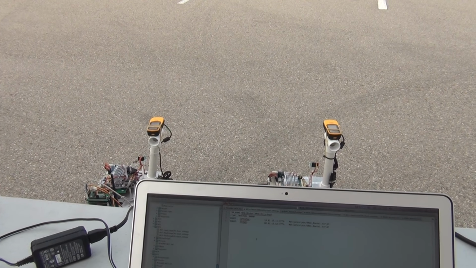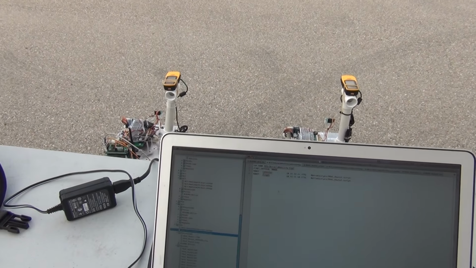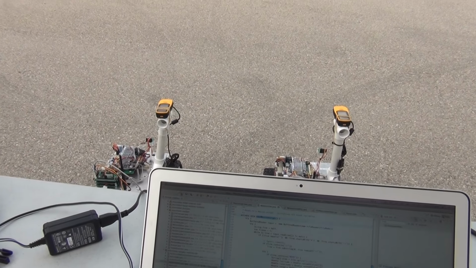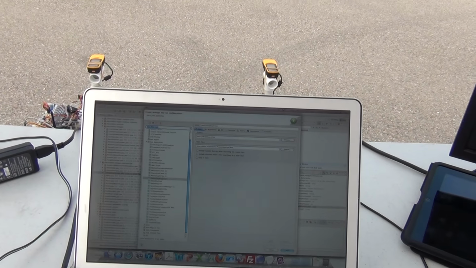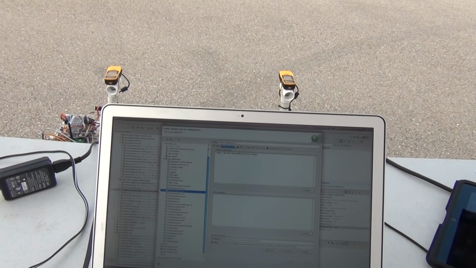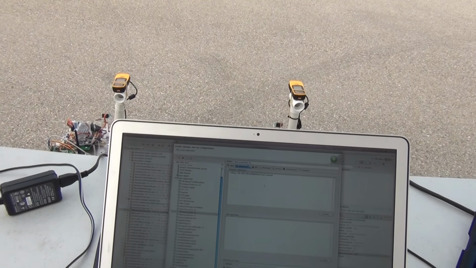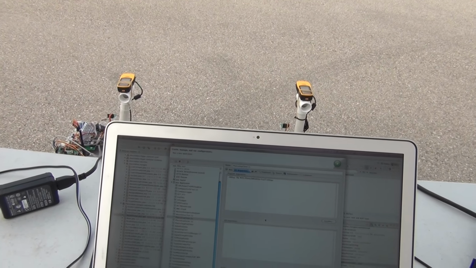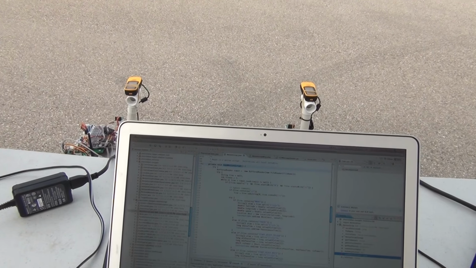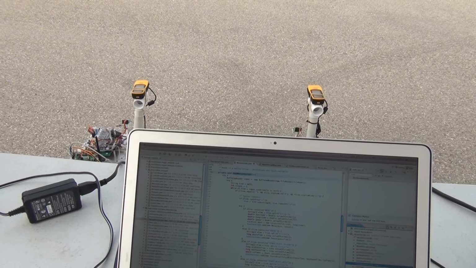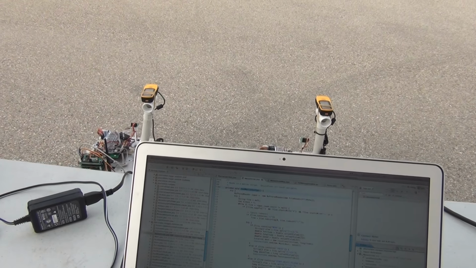Mission 26 Experiment 2. Servers are started. Running the configuration file, motion script sent. Experiment should be started.